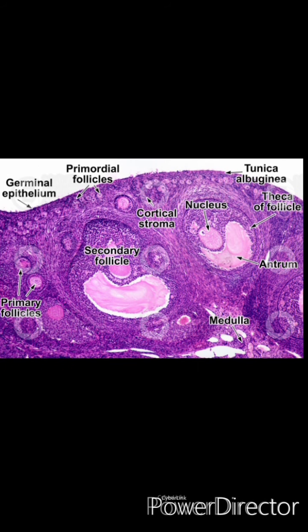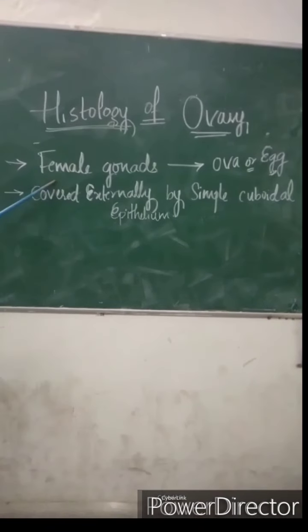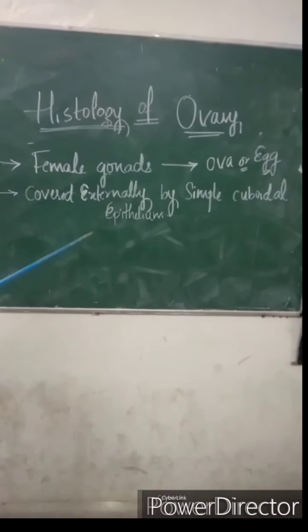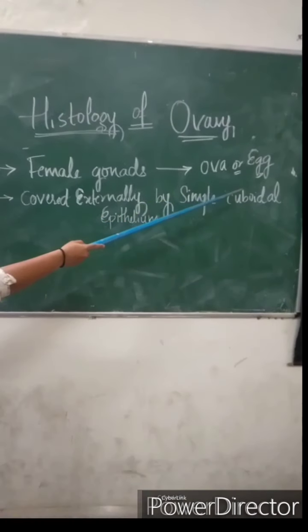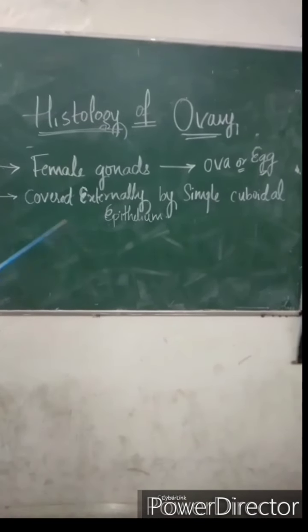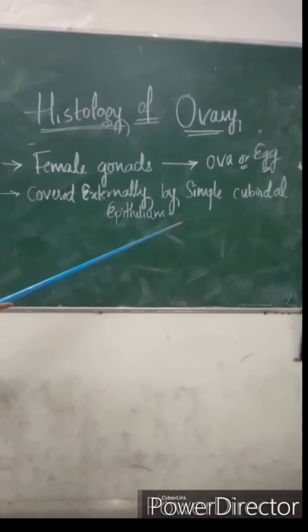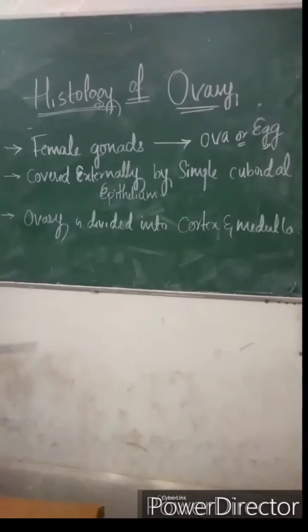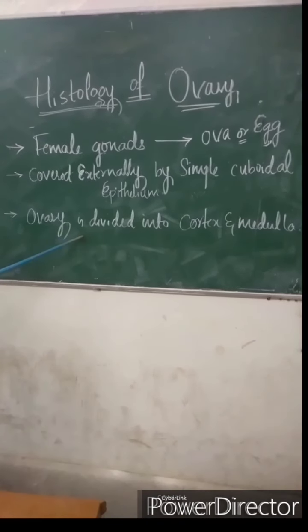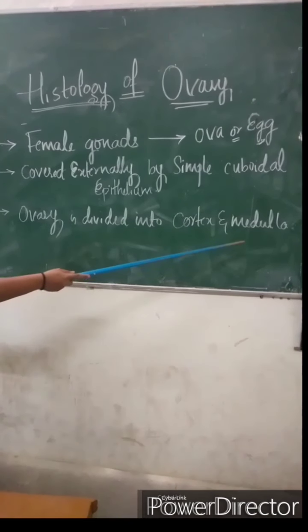Here is another slide in front of you, that is the section of ovary. Here we are going to look at the different follicles of the ovary and its organization. Ovaries are the female gonads, or the female reproductive organs, or the female sex organs, responsible for the production of ova or the egg. Ovaries are externally covered by a simple cuboidal epithelium, or the germinal epithelial layer. The substance of the ovary is divided into cortex and medulla.